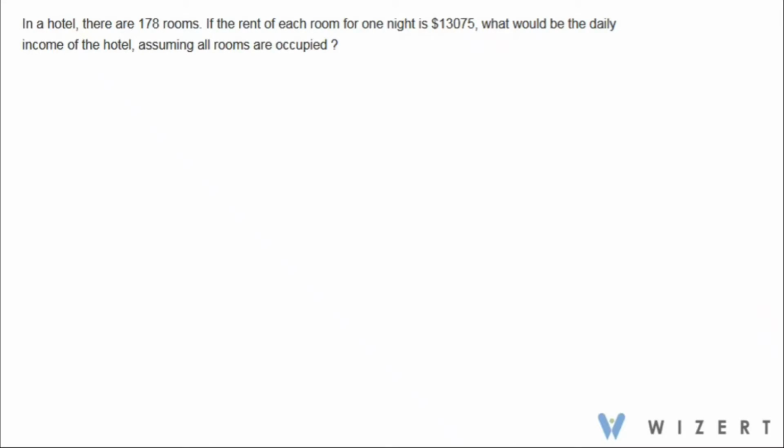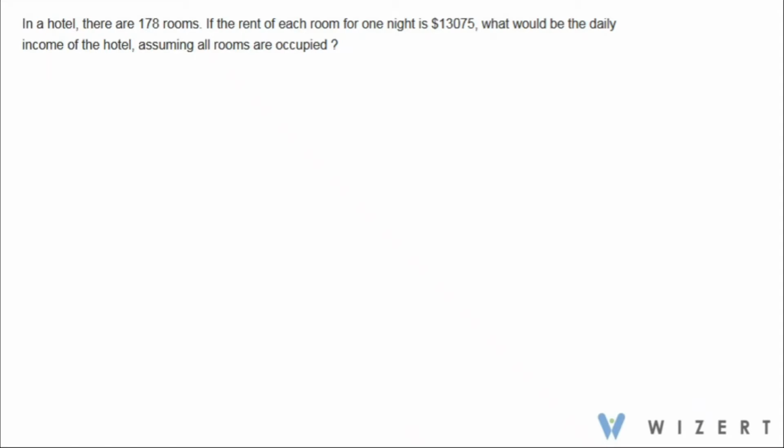We have this question here. In a hotel, there are 178 rooms. If the rent of each room for one night is $13,075, what would be the daily income of the hotel, assuming all rooms are occupied?